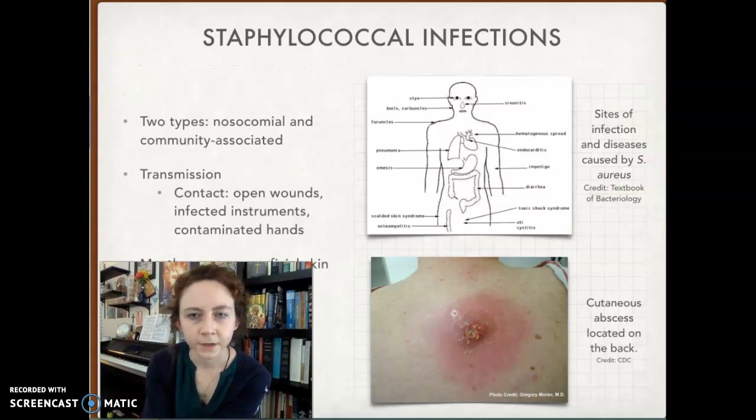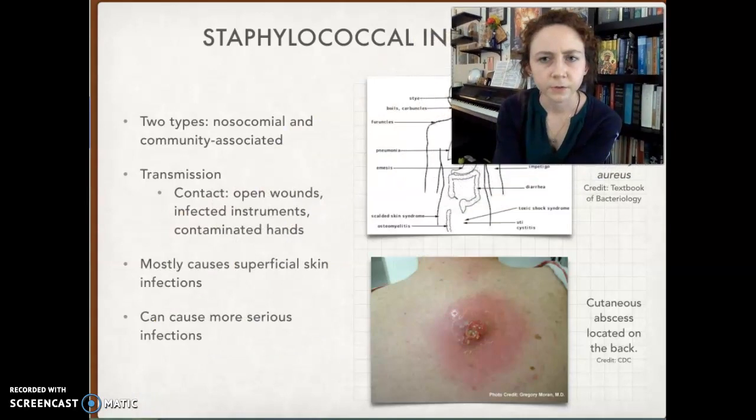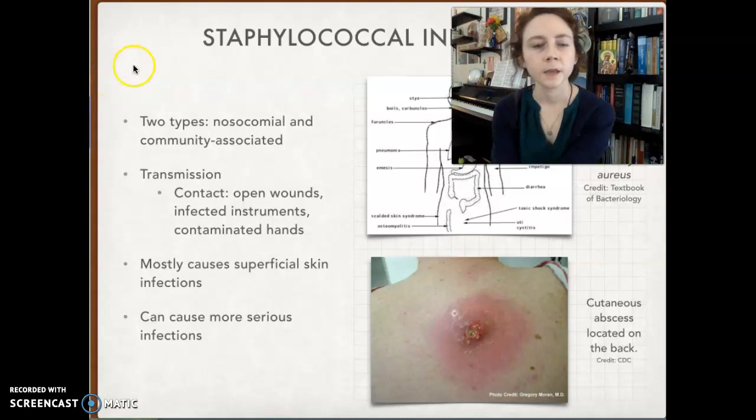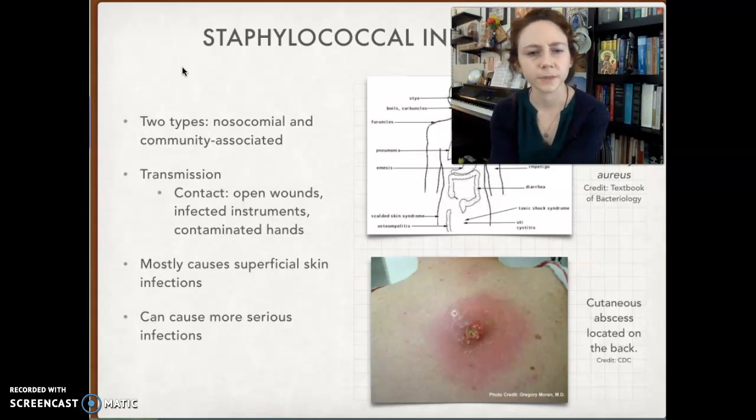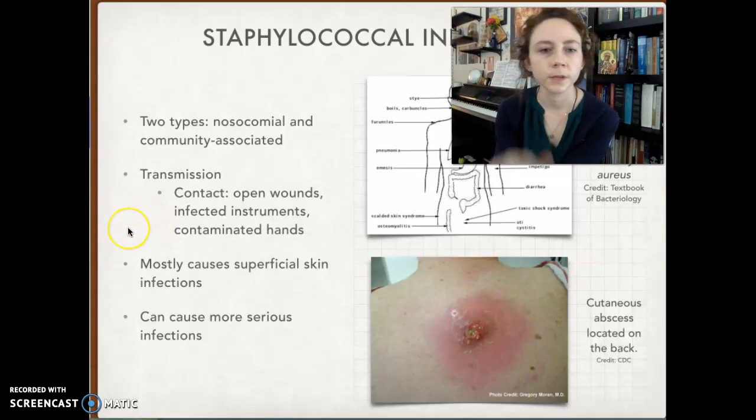A staph infection comes in two general types. You can either have a nosocomial infection or a community-associated one, and you get these through direct contact. A nosocomial infection is healthcare associated. That would be like if your doctor doesn't properly clean his surgical instruments, which are going to be touching an open wound. It can also be transmitted through contaminated hands, so if some healthcare worker doesn't properly clean their hands before touching an open wound.